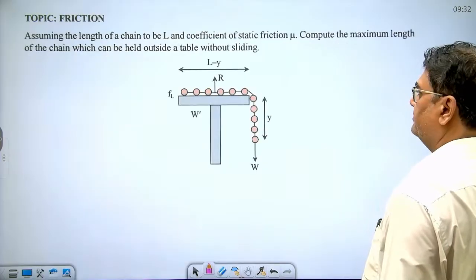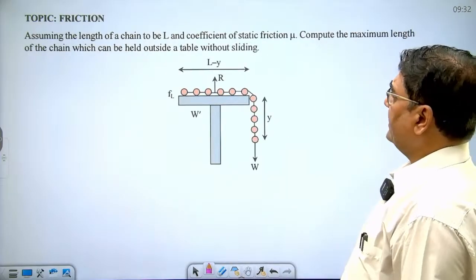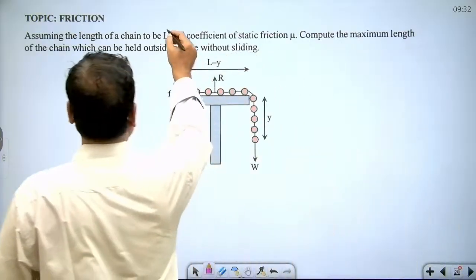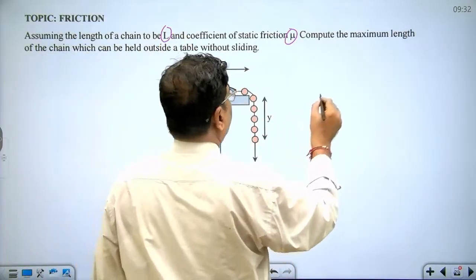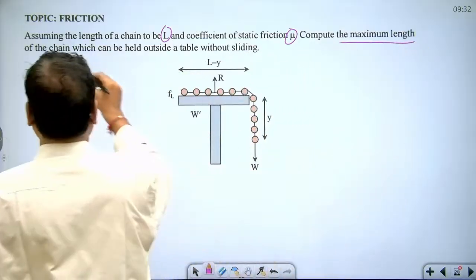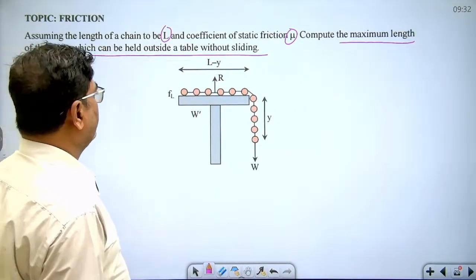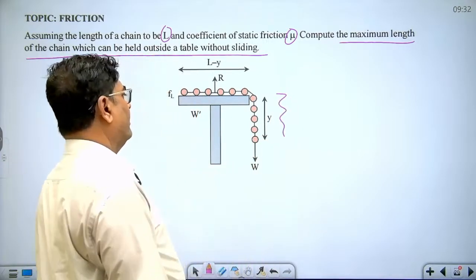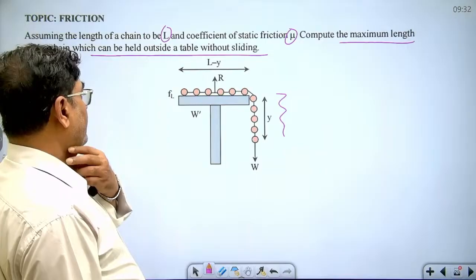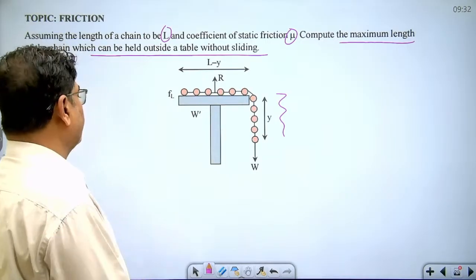Okay, now let's see another question. Assuming the length of a chain to be L and the coefficient of static friction is mu, compute the maximum length of the chain which can be held outside a table without sliding. Let us assume this y length is enough to maintain that the chain will not move.